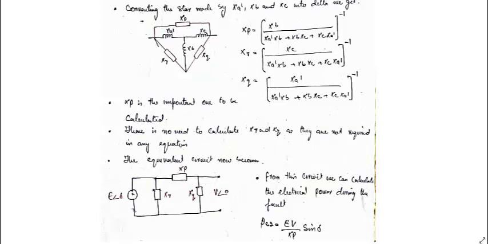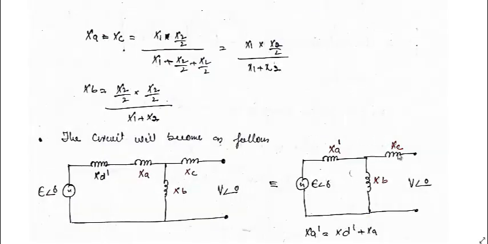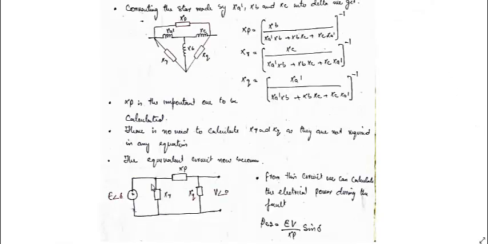You can see now this star has been converted to delta. We have one reactance over here, one reactance over here, and one reactance over here, like this. So we have one series and another two parallel. These two parallel have nothing to do with the power transfer equation.